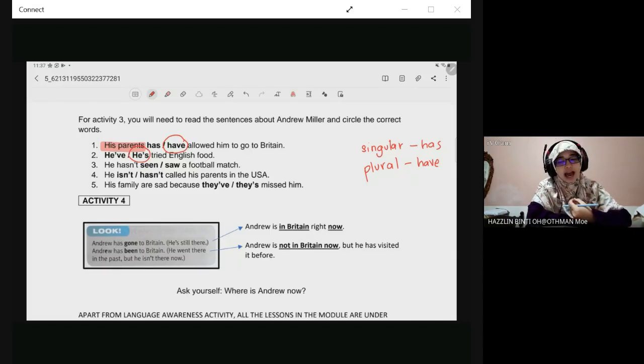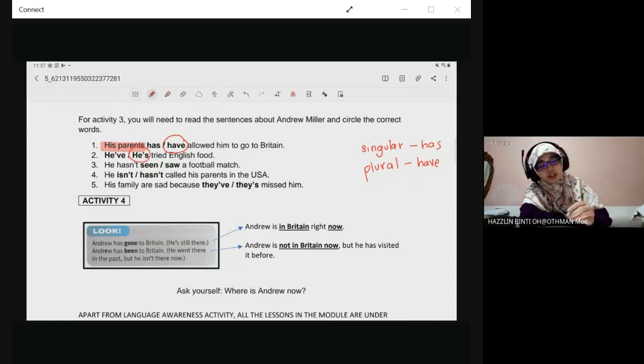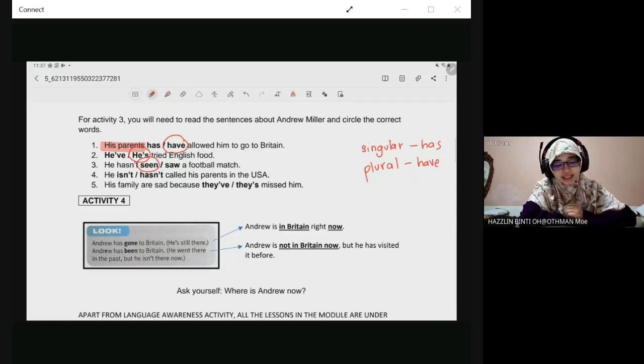He hasn't. What is the past participle of "see"? Which one is the past participle? Is it "seen" or "saw"? Seen. Yes, very good. The past participle is "seen". So the answer is he hasn't seen a football match.